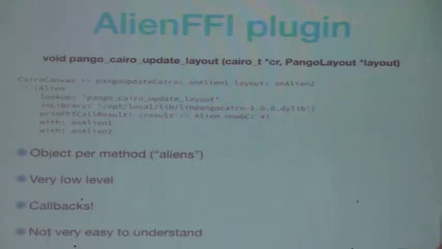The idea at the moment was playing with the idea of having an object per method. So you define an object, which is an alien that does a lookup of the symbol, and then with that object, you execute the calls. And as you can see, it's not very clear. Even then, it's not very easy to understand what is happening there, and it's very low level. But it had callbacks.